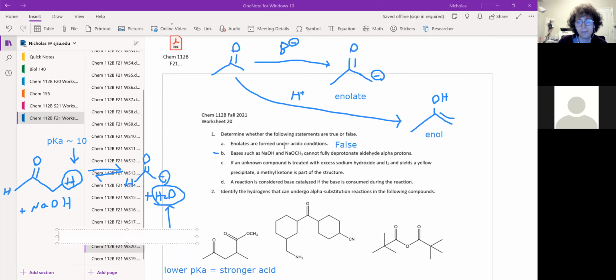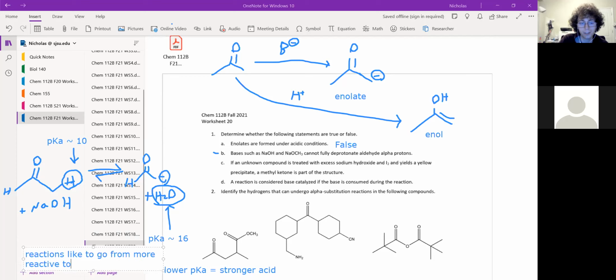And typically, reactions like to go from more reactive to less reactive, because then they're going towards stability, they're becoming more stable. So if you have a reaction that can go in both directions, it's going to prefer going in the direction that leads to the less reactive one, the more stable side, which means you'd want to go towards the side with a higher pKa because that's a weaker acid, so it's less reactive.